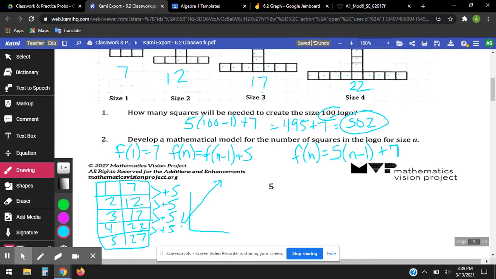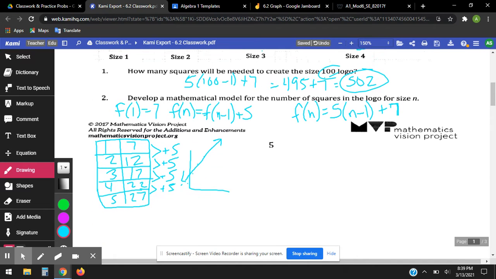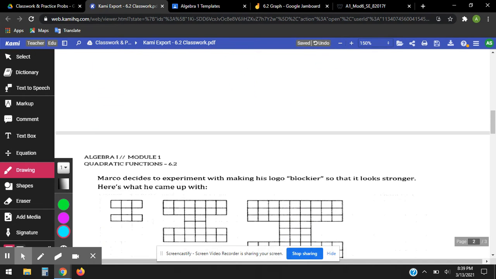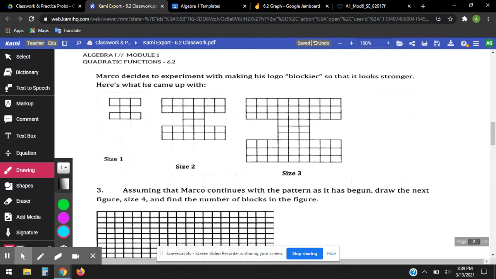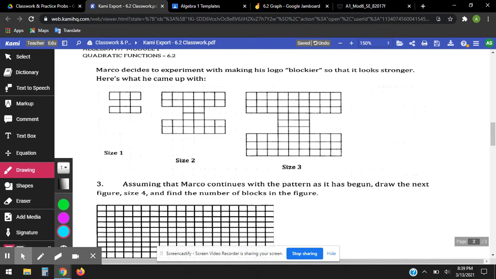Those are types of patterns we've done before. There was just a visual to go with it. No worries. Okay, so now he decides to experiment with making his logo blockier so that it looks stronger.